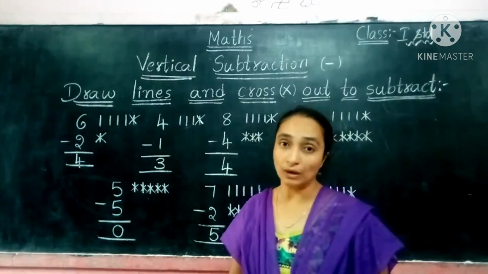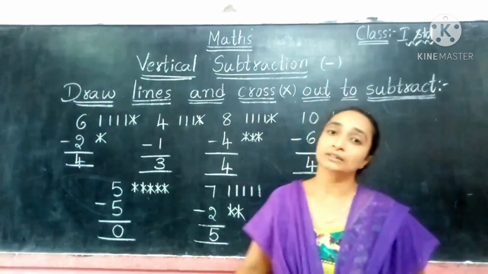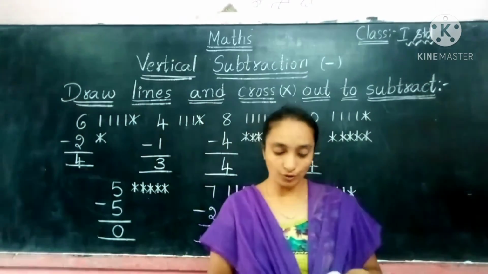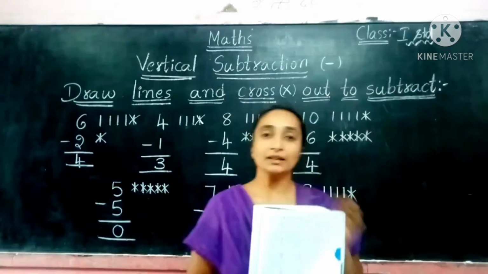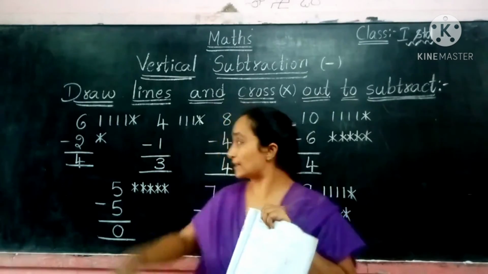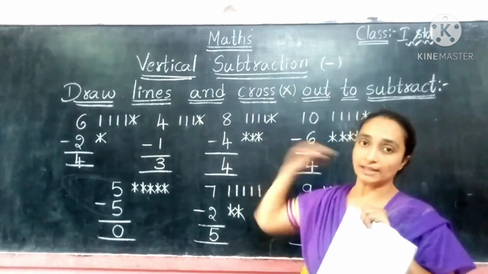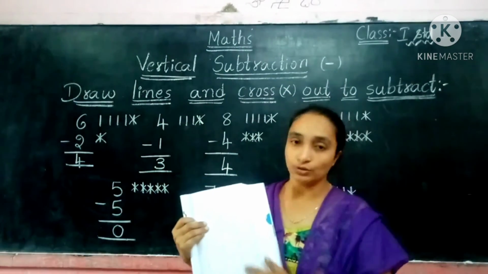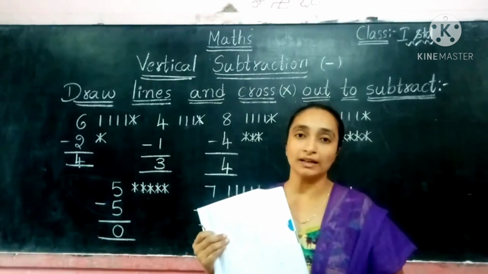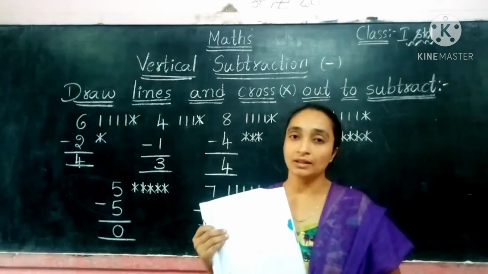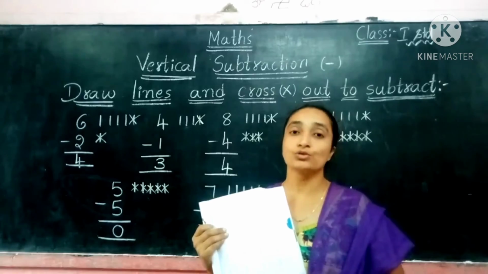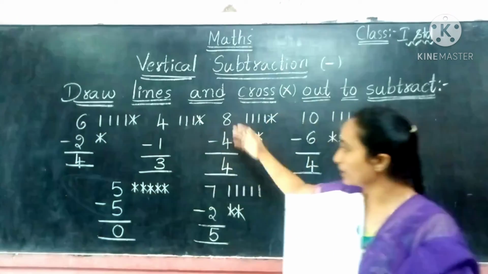So page number 113 in our textbook. So here we can do the remaining sums in the same way. The first 2 sums, they have given as examples for you. They have already drawn the lines. For the next sums, they did not give the lines. So you have to draw the lines. So in the same way.